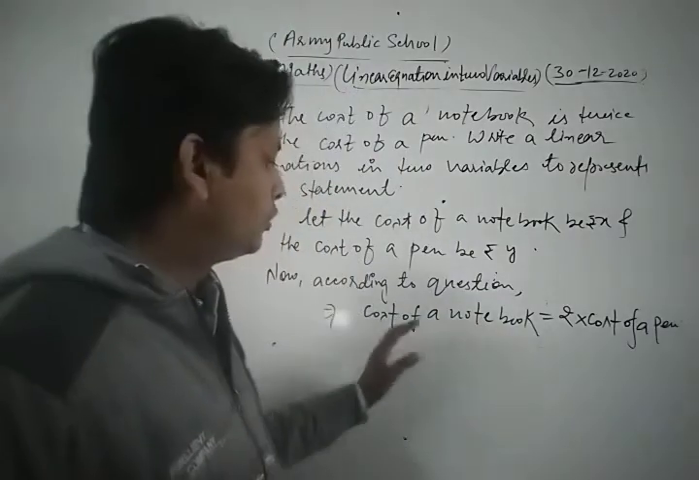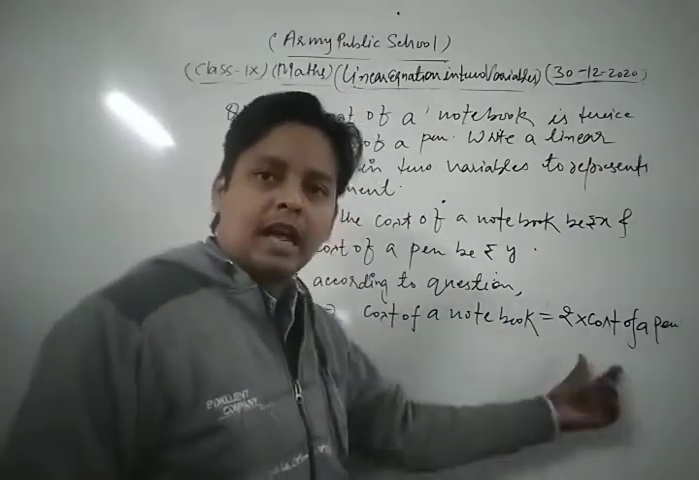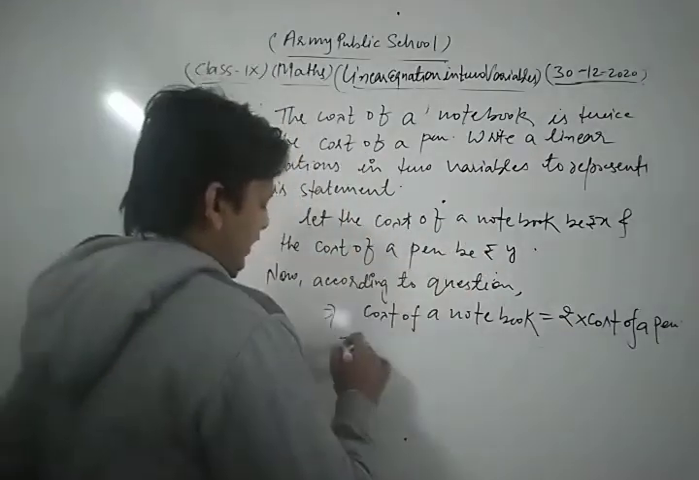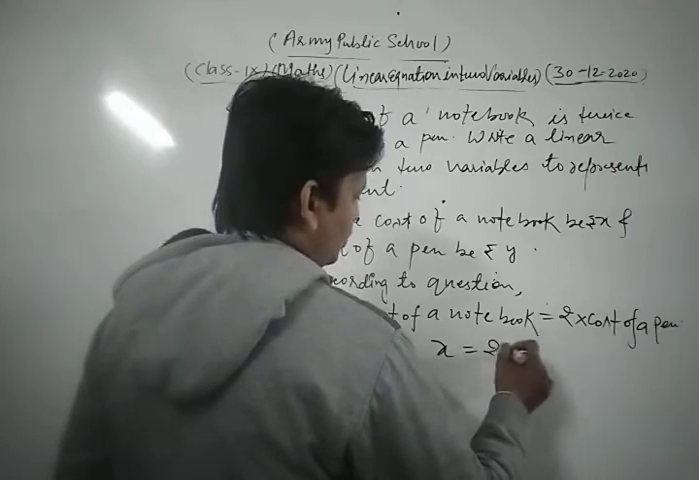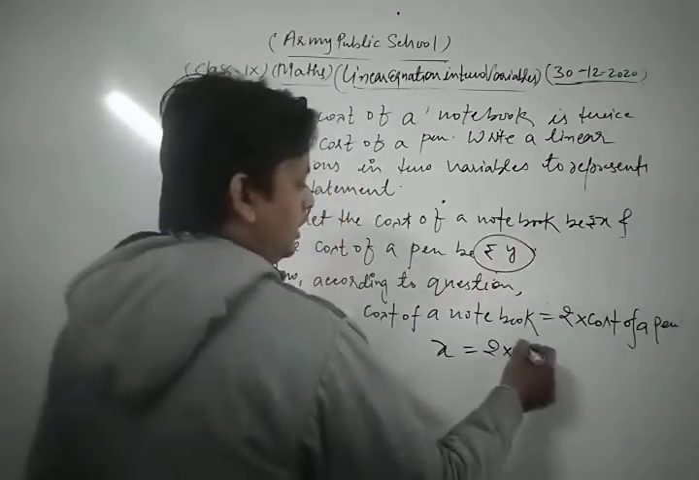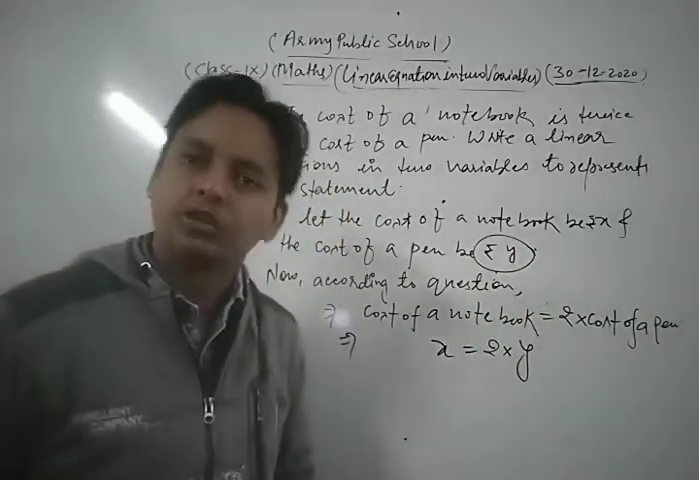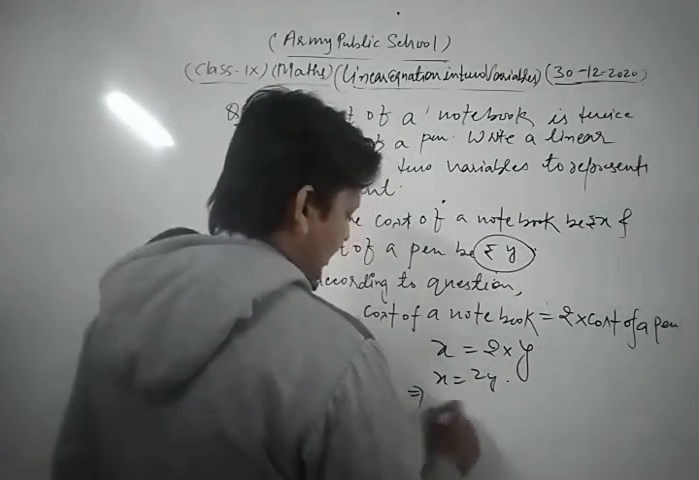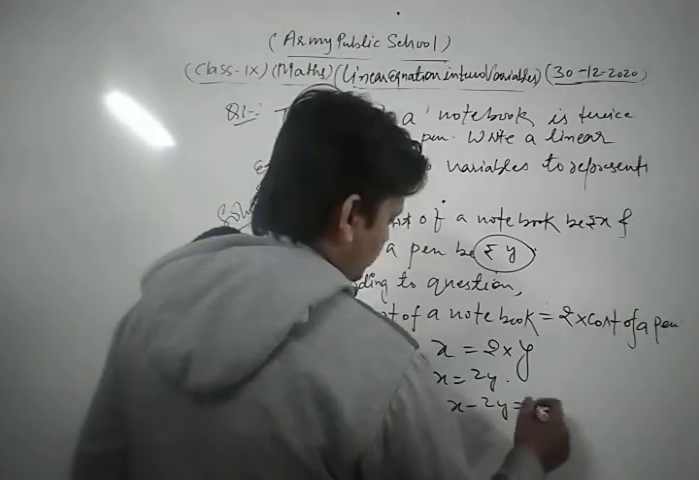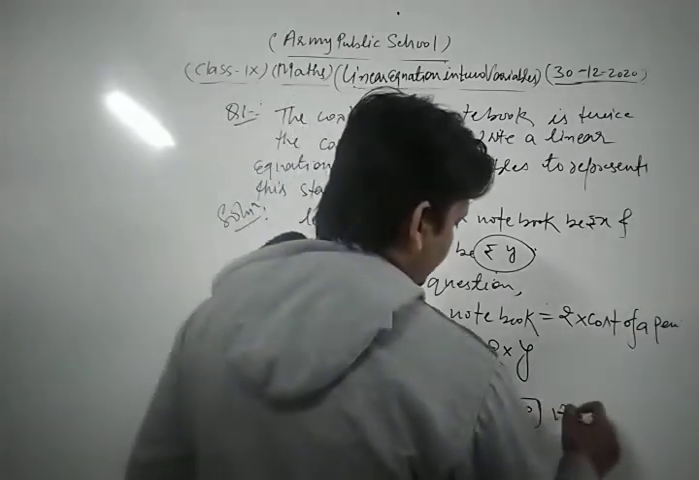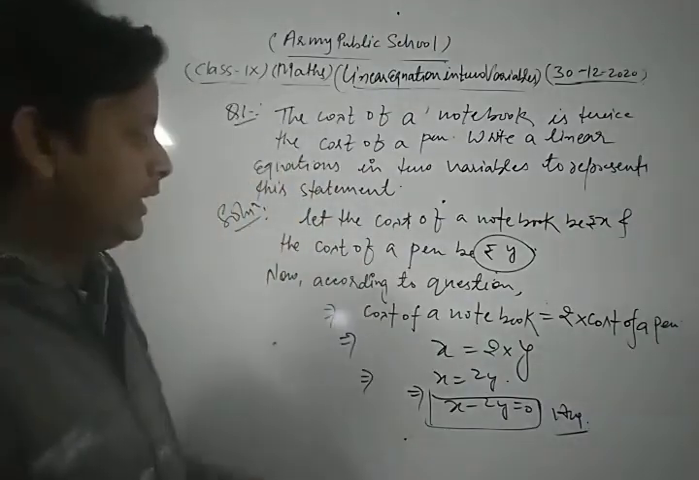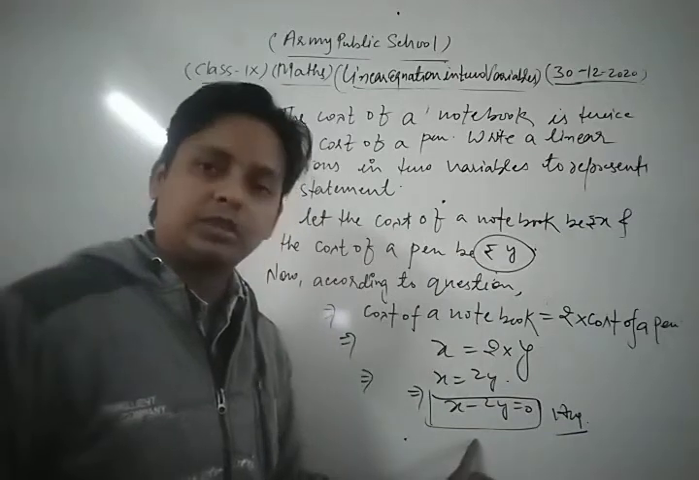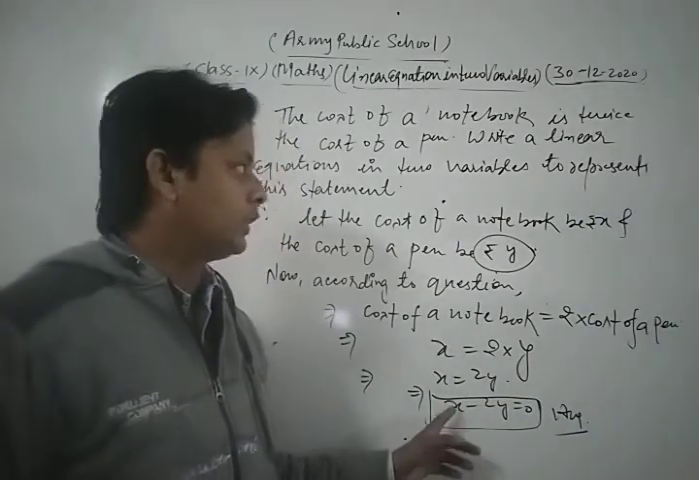Now we put in the values of the cost of a notebook and the cost of a pen. We take the cost of a notebook as x, so we write x is equal to 2 into the cost of a pen, which we take as rupees y, so 2y. So x is equal to 2y, that is x minus 2y is equal to 0. This is the linear equation in two variables. In this way, the equation represents the given statement in the form of a linear equation in two variables.